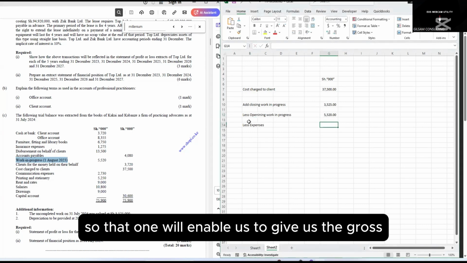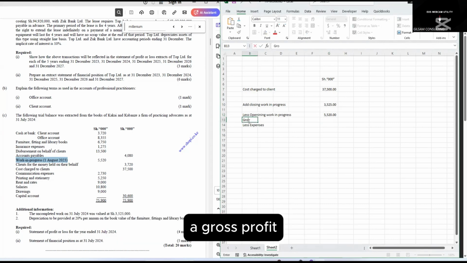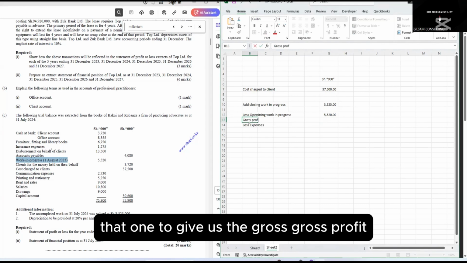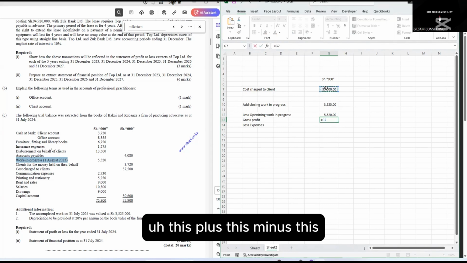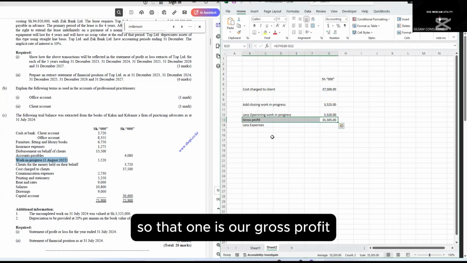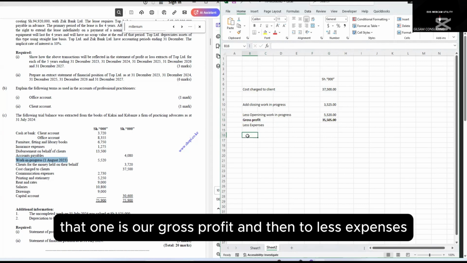And then that one will enable us to give us the gross profit. So I will say this plus this minus this. So that one is our gross profit. And then we less expenses.